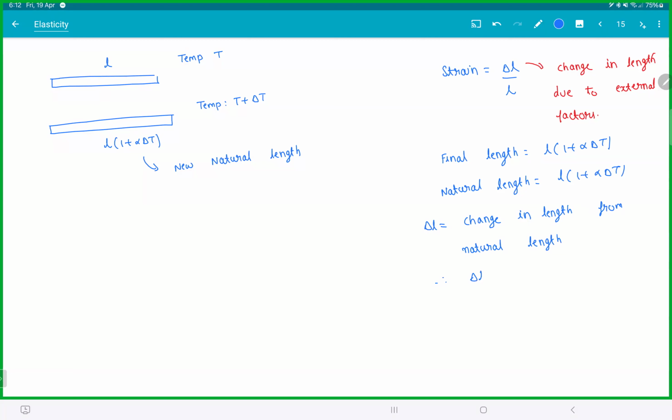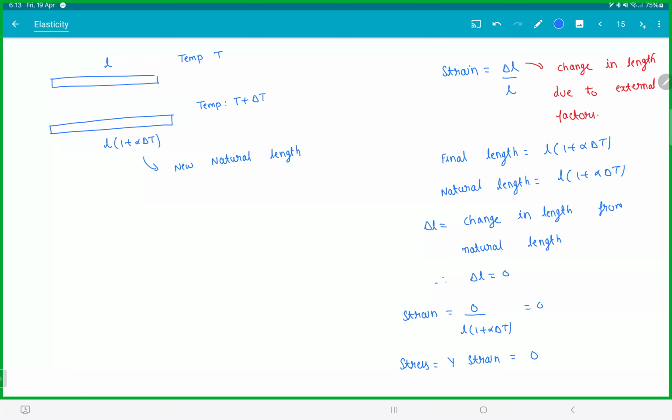Therefore, in this case, delta L is 0. So strain will be 0 by L into (1 plus alpha delta T). The denominator is also... strain is 0. And we know stress is equal to Y into strain. Strain is 0, so stress is also 0. This is what I was saying.